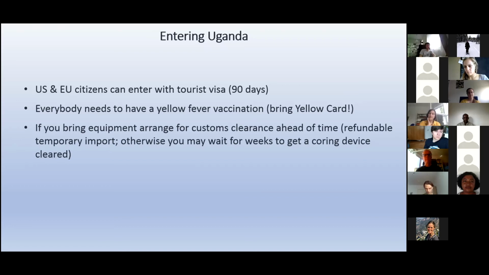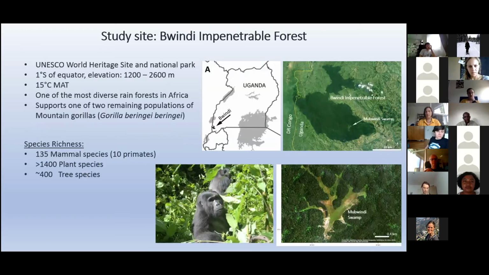In future, you probably have to show your COVID vaccination. Equipment we brought on a refundable temporary import permit. Then you take it back and you get your money back. Otherwise, you may wait for customs clearance if you bring major equipment to the country, and you may have to pay a lot of money. Yeah. So once you're there, you can work.